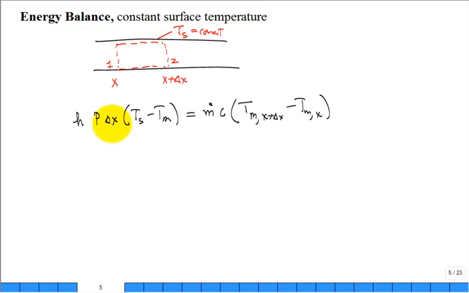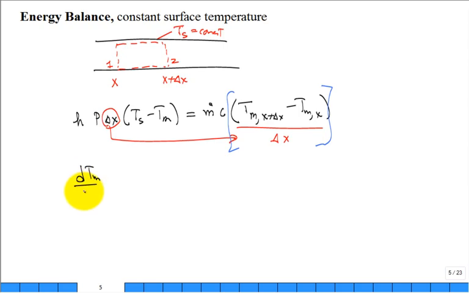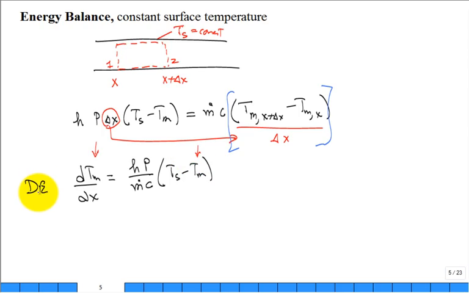What do you think we do with this delta X? Bring it over here. What do you think we do with this? Do a limit. And then what we find is the derivative with respect to X is equal to hP divided by m dot c times Ts minus Tm. Here we see Tm, the fluid mean temperature, is there as well as there. It's on both sides. The right-hand side is not a constant. It's a little more complex. But it's still what we call a first-order differential equation.